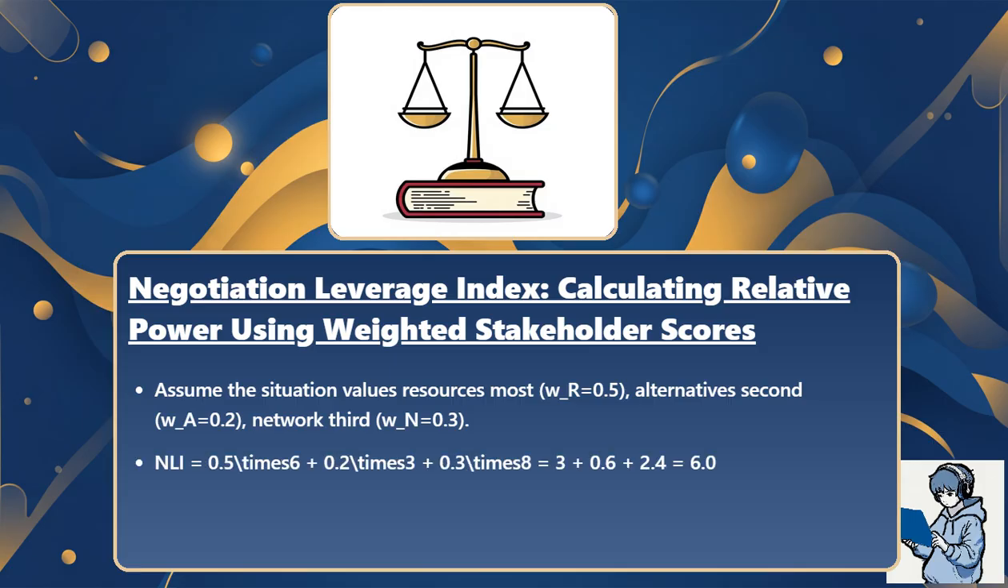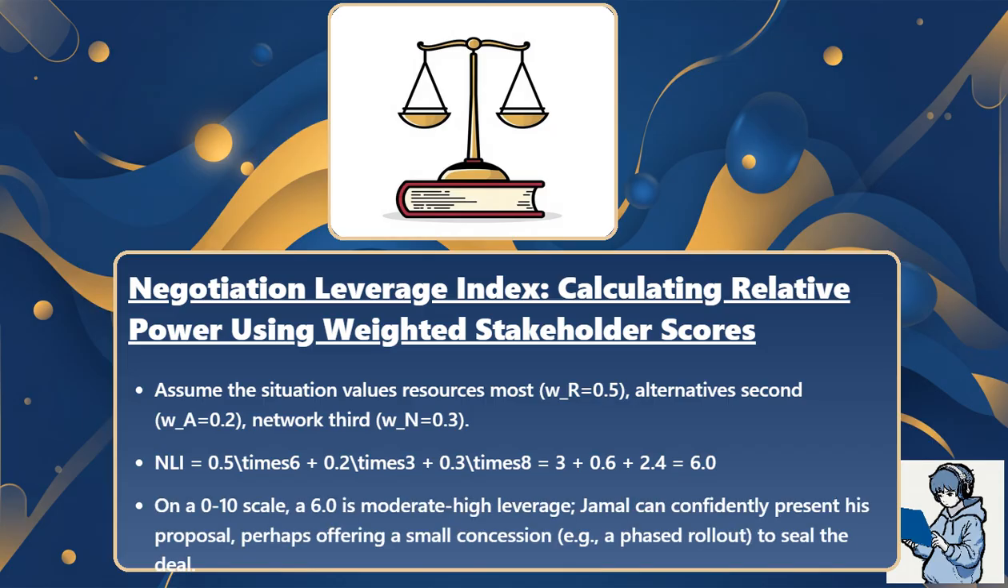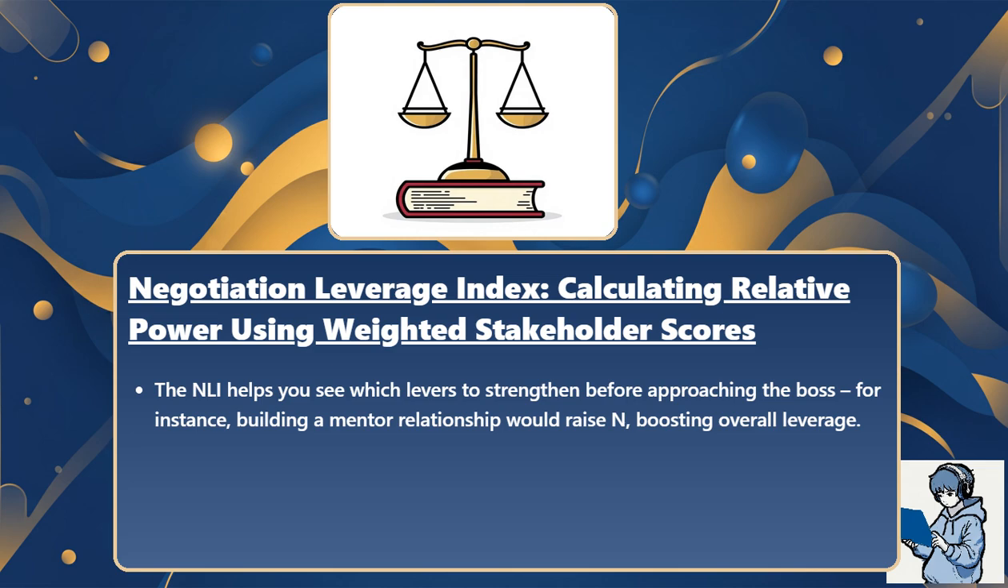NLI equals 0.5 times 6 plus 0.2 times 3 plus 0.3 times 8 equals 3 plus 0.6 plus 2.4 equals 6.0. On a 0 to 10 scale, a 6.0 is moderate high leverage. Jamal can confidently present his proposal, perhaps offering a small concession, for example a phased rollout to seal the deal. The NLI helps you see which levers to strengthen before approaching the boss. For instance, building a mentor relationship would raise N, boosting overall leverage.